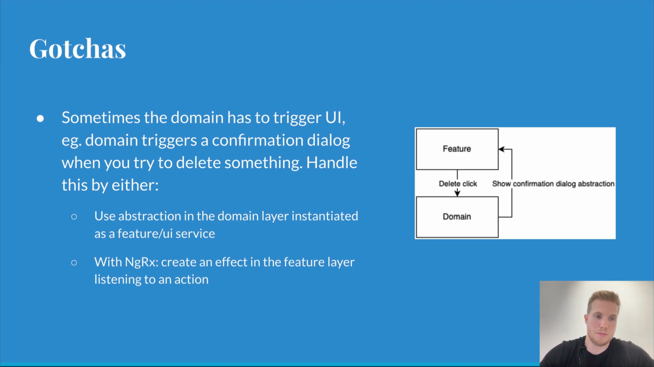And you can handle this by using abstractions in the domain layer, and then inject the specific UI service using Angular's dependency injection. Or you can also create an NgRx effect in the feature layer and then call an action from the domain layer. Either way, it's an indirect way to call up to the feature, and then you still obey the one-way dependency rule. So this is the gotcha that I'm often asked about.